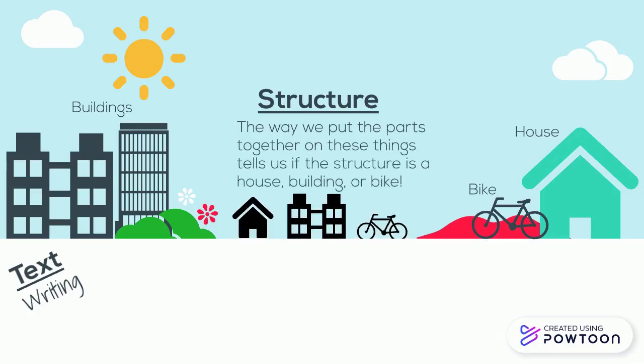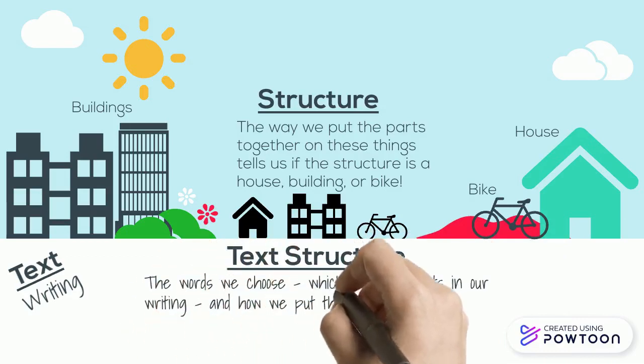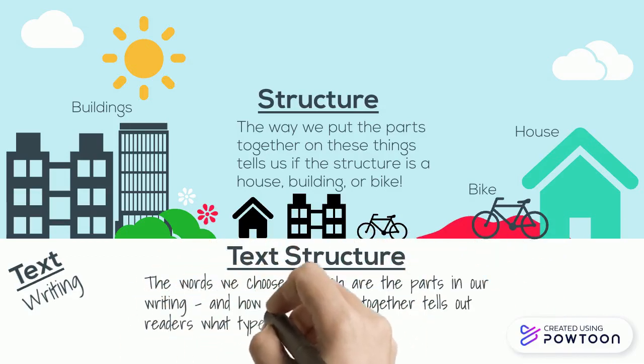So when we're talking about text structure, what we're saying is the words we choose, which are the parts in our writing, and how we put them together tells our readers what type of writing they're reading.